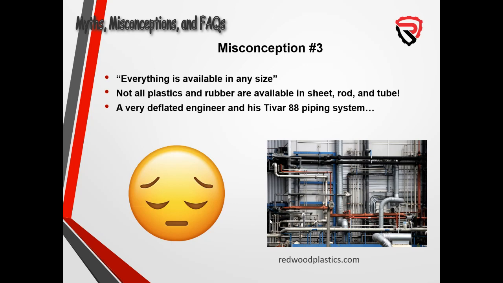And I called him and I said, well, where did you get your specs for this pipe? He said, well, it's plastic. Plastic's made in the pipe. You have to have Tiber 88 pipe. I said, well, no, it doesn't exist. It's never existed. It's only available in sheet form. Our website doesn't say any different. Our website doesn't offer it in pipe.